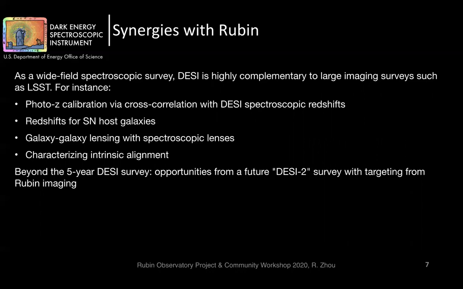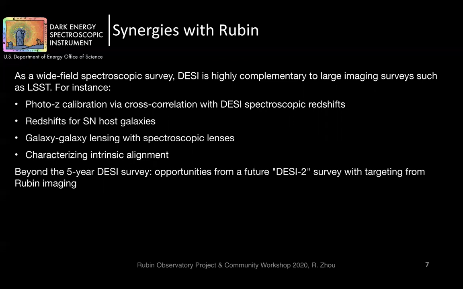DESI redshifts will also benefit supernova cosmology. This is because a significant number of supernova host galaxies in the overlapping footprint will already have spectroscopic redshifts from the DESI BGS and LRG samples. DESI redshifts will also enable galaxy-galaxy lensing using spectroscopic lenses, and combined with precise three-dimensional galaxy clustering measurements, they will provide an important cross-check to the cosmic shear results from Rubin.